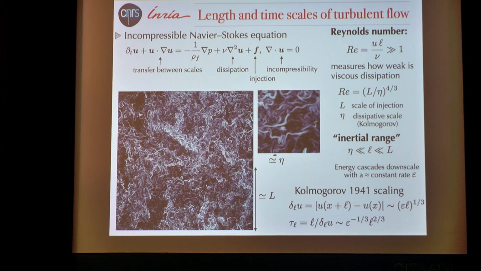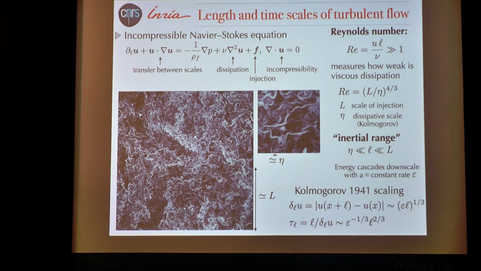In between the large scale where we inject energy and the small scale where it is dissipated, we have what we call the inertial range, an intermediate asymptotics where we assume that the energy goes through a cascade. These are the ideas of Kolmogorov in 1941. For velocities in this inertial range, what we observe is that the increment of velocity goes like the power 1/3 of the separation. So now we are no longer smooth, and we have something which has some kind of scale invariance.